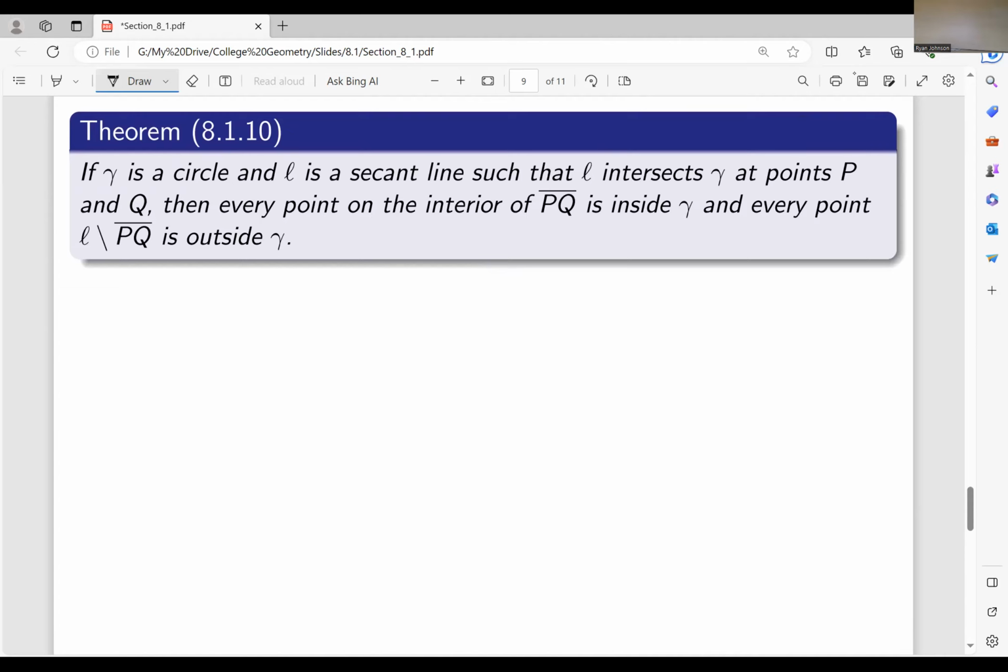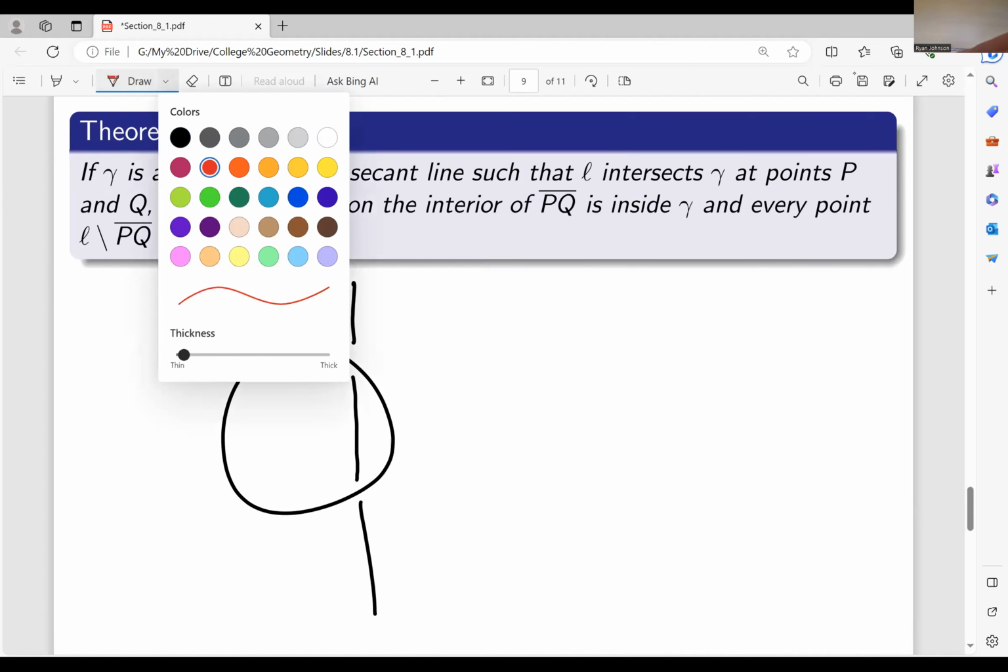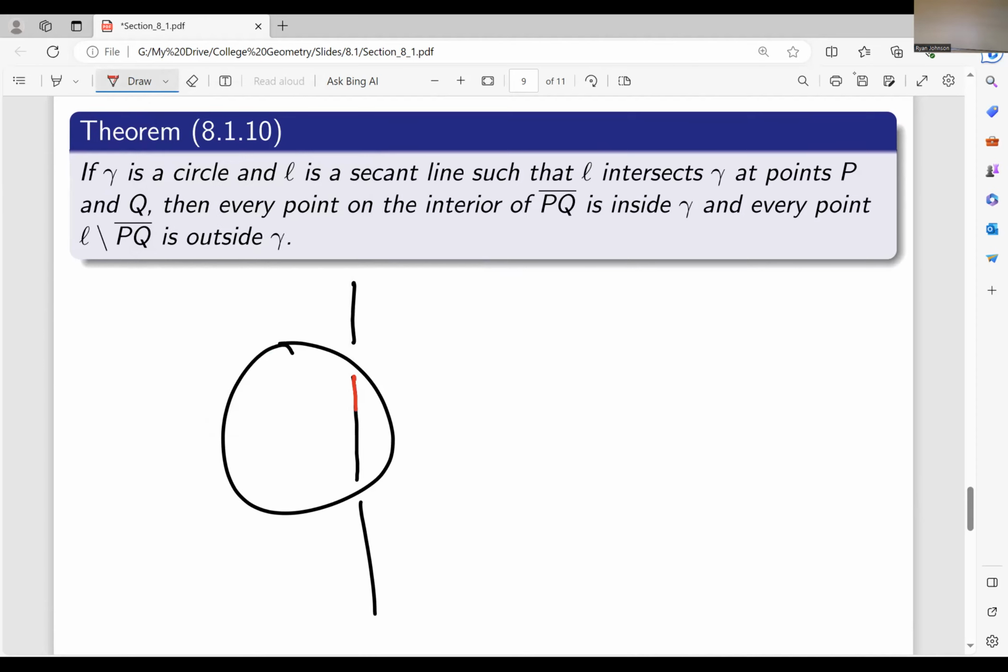If gamma is a circle and L is a secant line such that L intersects gamma at points P and Q, then every point on the interior of PQ is inside gamma and every point of L without PQ is outside gamma. So our theorem is claiming that there's P, there's Q. PQ is inside gamma, and then everything on L, not PQ, is outside gamma.